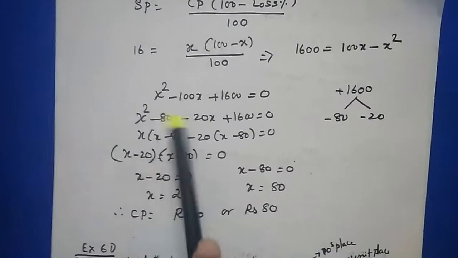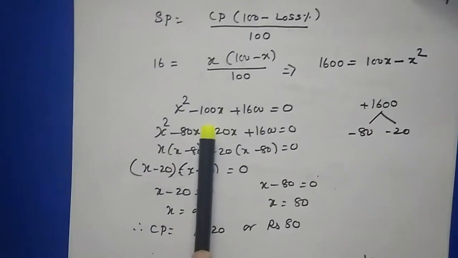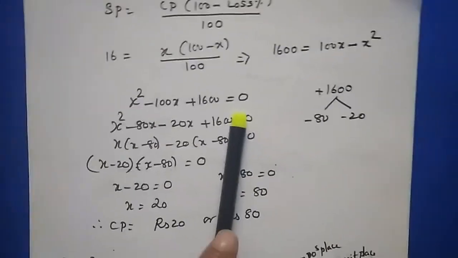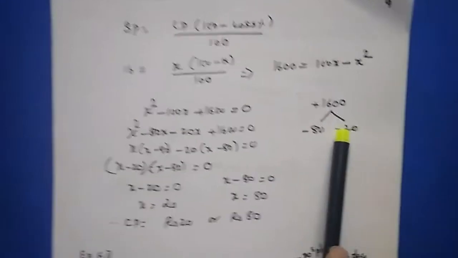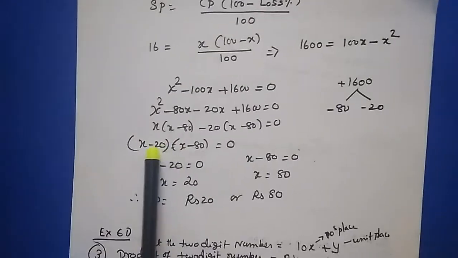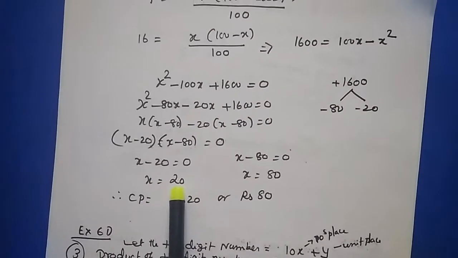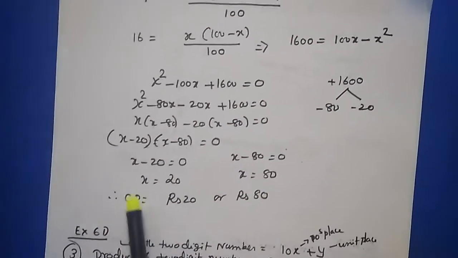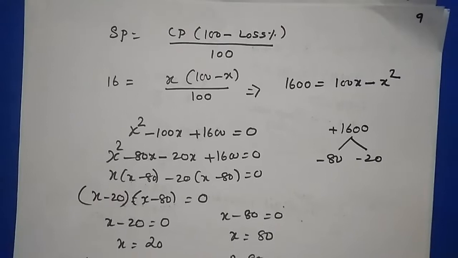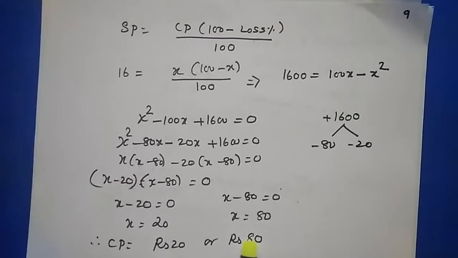Bring it to the positive side, x squared minus 100x plus 1600 is equal to 0. Splitting the middle term, you are getting x minus 20 into x minus 80 is equal to 0. Therefore, x is equal to 20 or x is equal to 80. Therefore, the CP, that is the cost price, may be 20 rupees or 80 rupees.